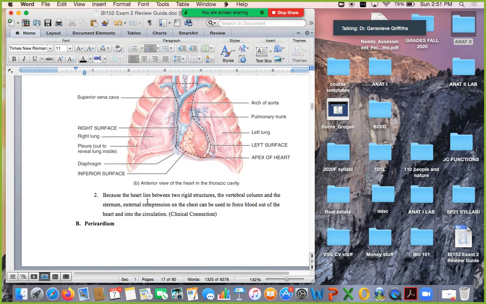Now, the heart is going to lie between 2 rigid structures, the vertebrae in the back and the sternum in the front. And so if we're going to have to perform what's called CPR, cardiopulmonary resuscitation, you can do that by heart compressions. By pushing down on the heart from the top, you'll be forcing the rigid structures of the sternum and the vertebral column to push together, which is going to compress the heart and force the blood out and into circulation.